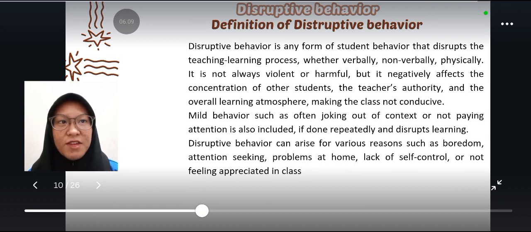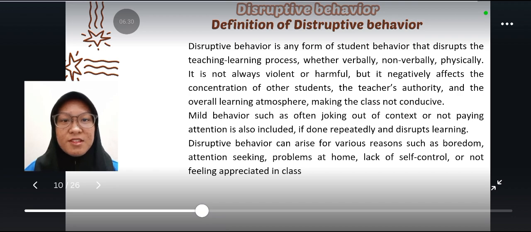Destructive behavior. The definition of destructive behavior is any form of student behavior that disrupts the teaching and learning process, whether verbally, non-verbally, or physically. It's not always violent or harmful, but it negatively affects the concentration of other students, the teacher's authority, and the overall learning atmosphere, making the class not conducive.